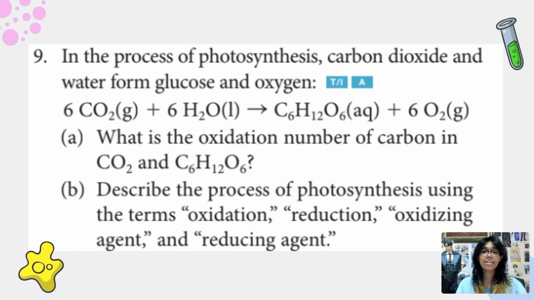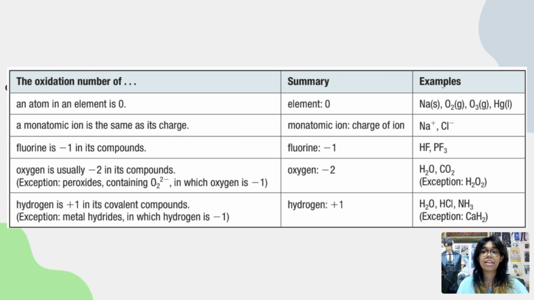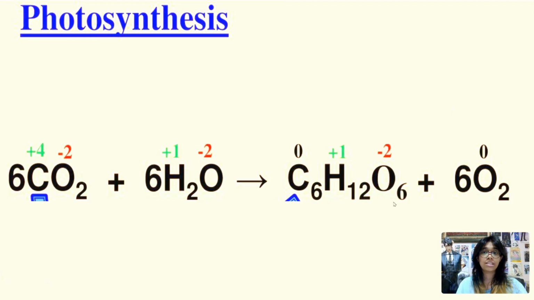Here we have the second part for question number 9, the first one, which says the oxidation number of an atom in an element is 0. And an example of this is O2 gas. So now this is our photosynthesis equation. And from earlier, you can see our oxidation numbers over here, like +1, -2. And as you can see here, the C in glucose and the oxygen over here both have a 0, just because we saw that in the table earlier.